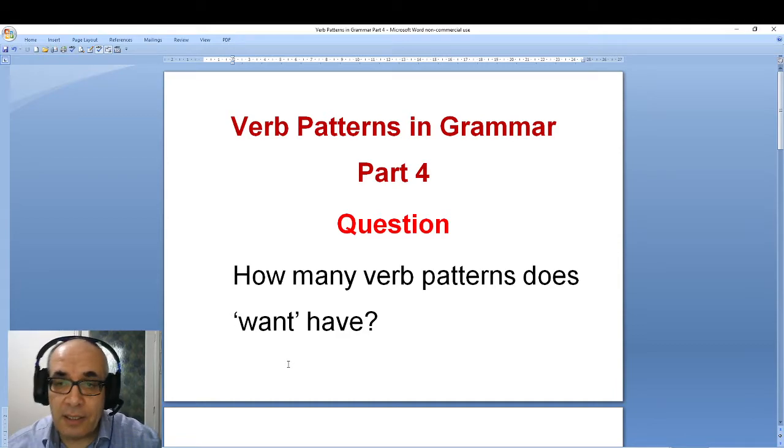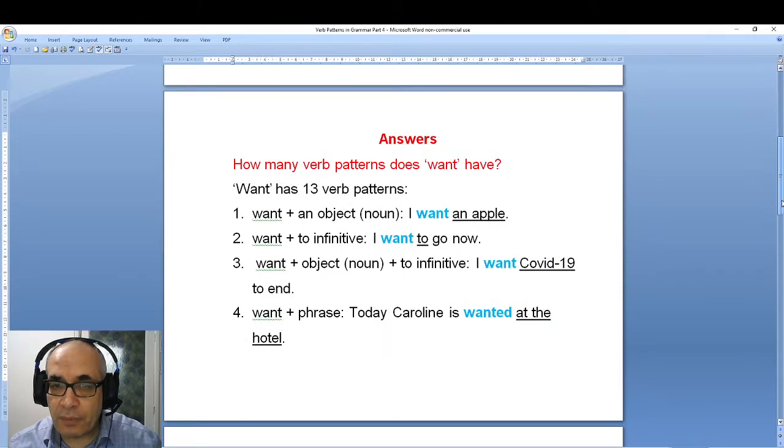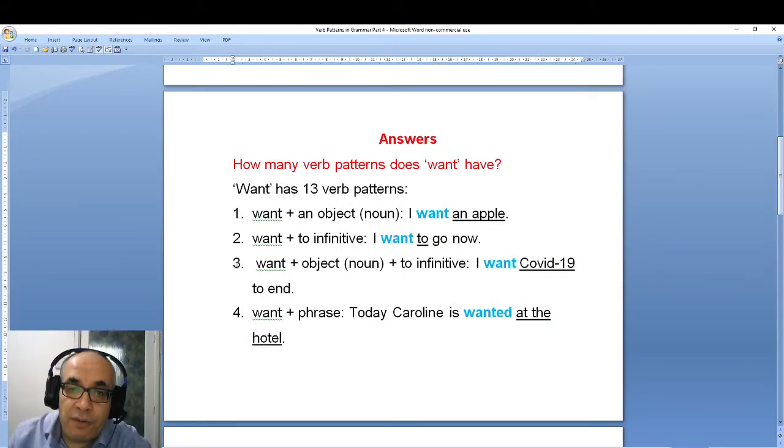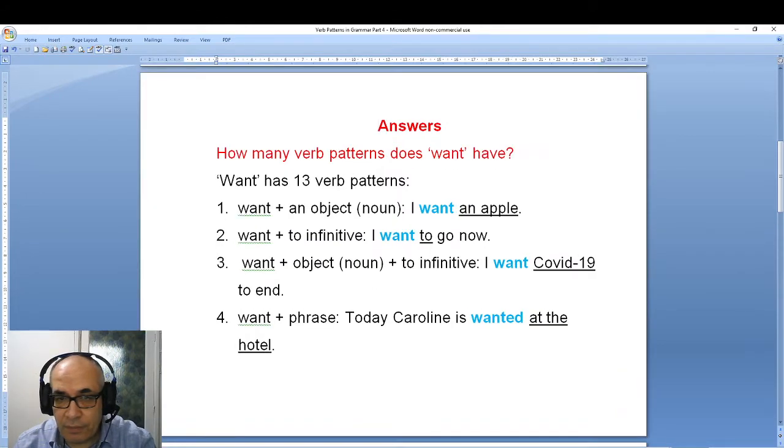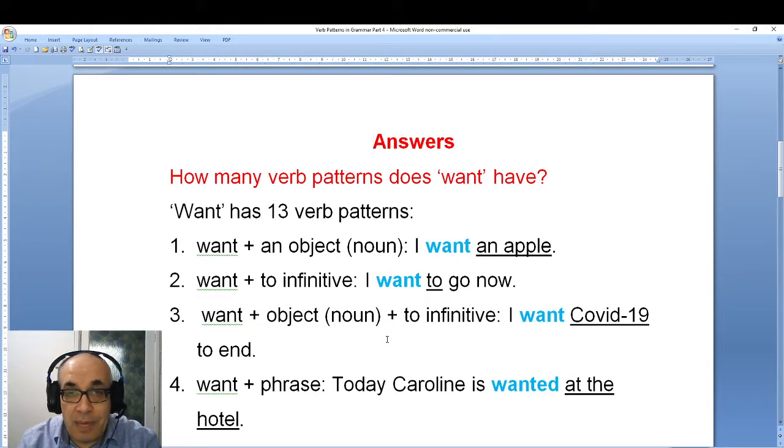The question is, how many verb patterns does want have? So I've got the verb want, and the question is, how many verb patterns does this verb have? The answer is, the verb want has 13 verb patterns. This means every time I want to use the verb want, I have to ask myself what I can put after want.